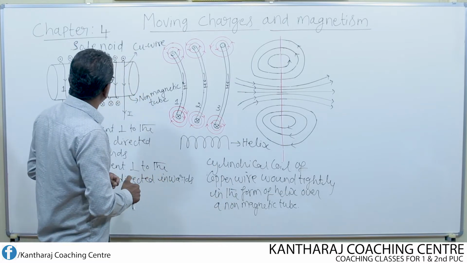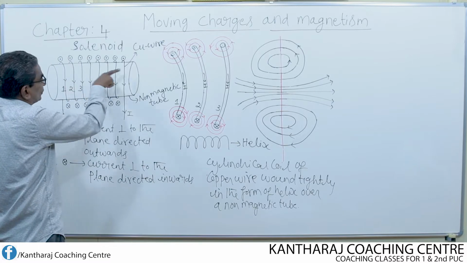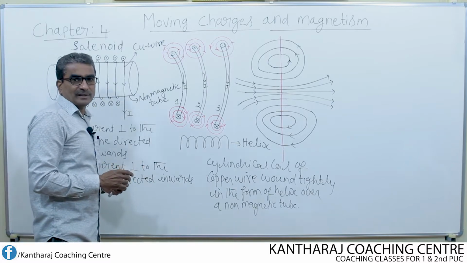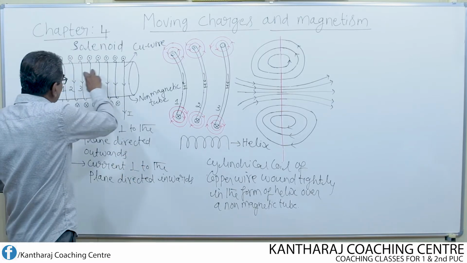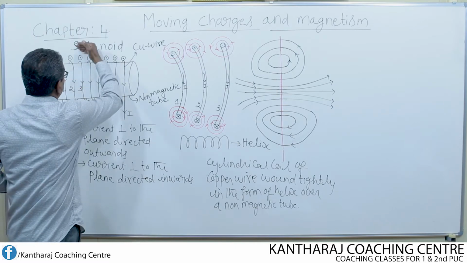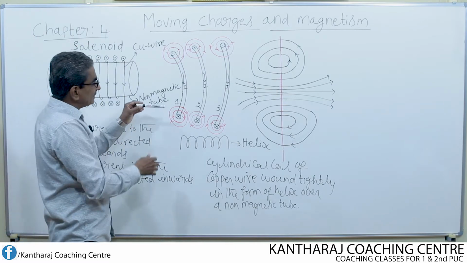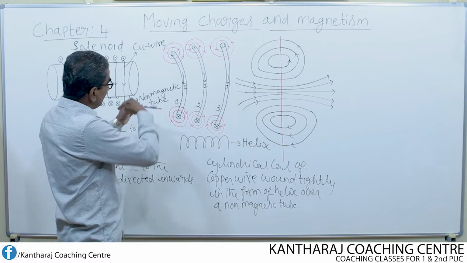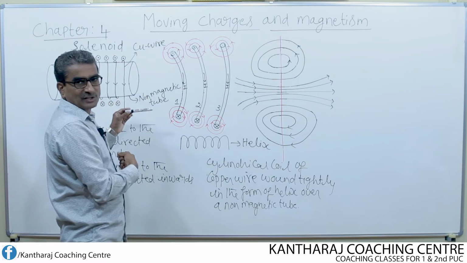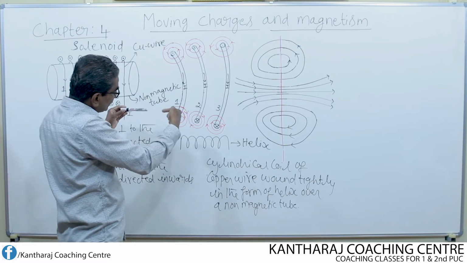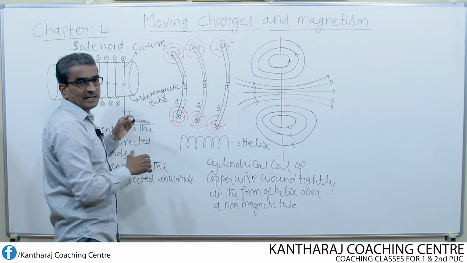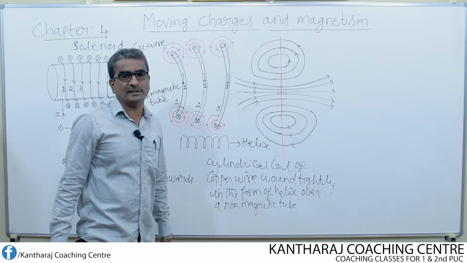tube. Now if you pass the current through the solenoid, then magnetic field is produced both inside the solenoid and also outside the solenoid. If you imagine this itself as a solenoid and if you pass the current in any one of the directions, so both inside the solenoid and also outside the solenoid there exists a magnetic field.